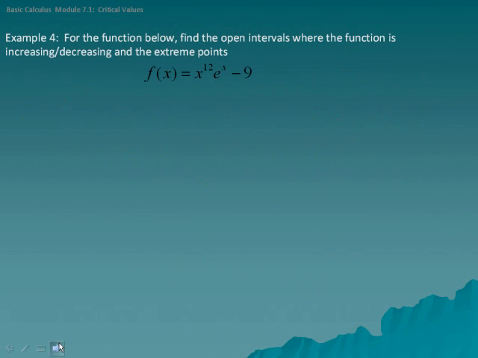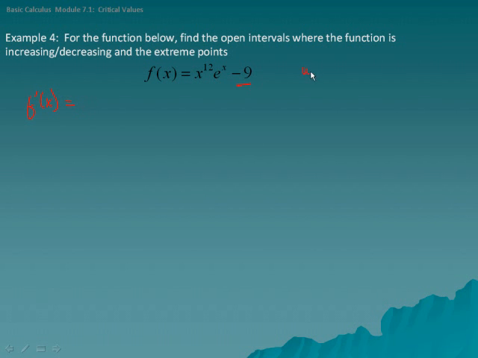Example 4, for the function below, find open intervals where the function is increasing, decreasing, and the extreme points. Okay, the first thing we need to do is we need to find out where the derivative is either equal to 0 or does not exist. So the first thing we're going to do is let's find f prime of x. Okay, and in order to take the derivative, the second part of this will go away.